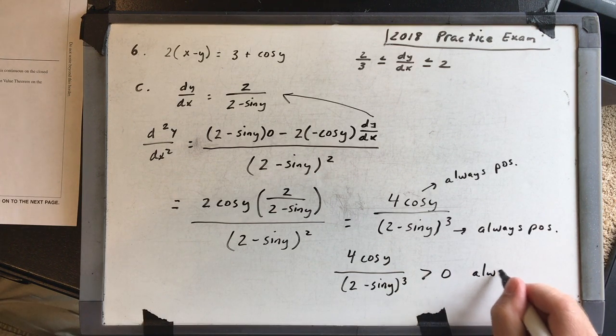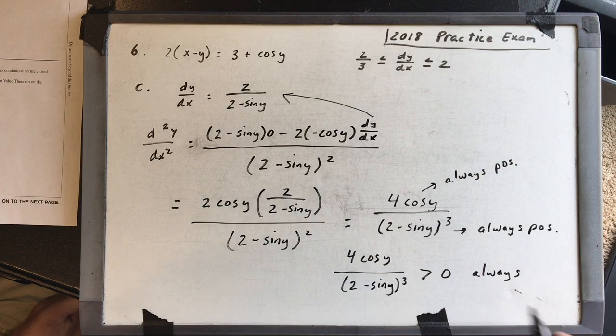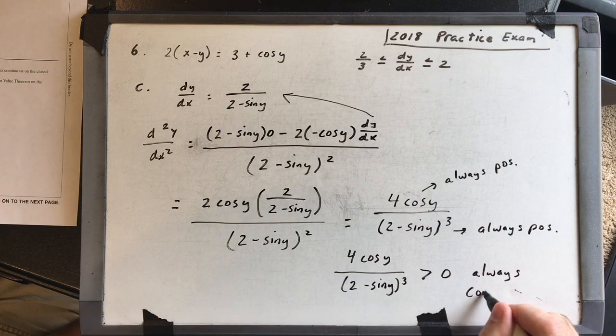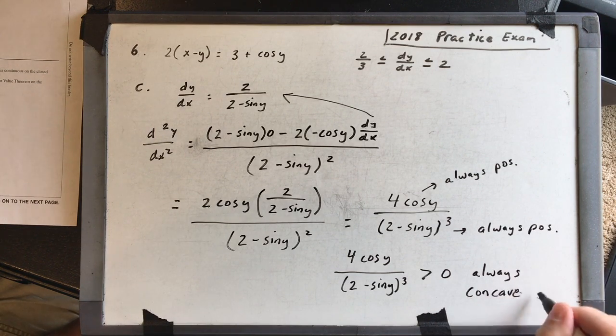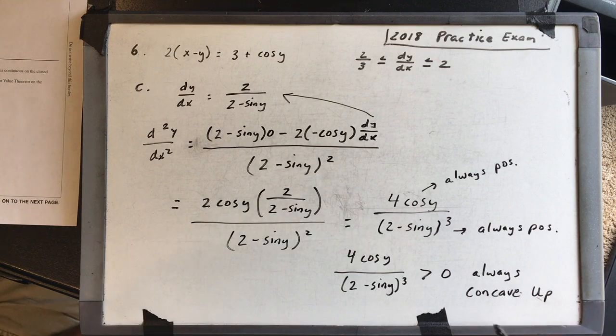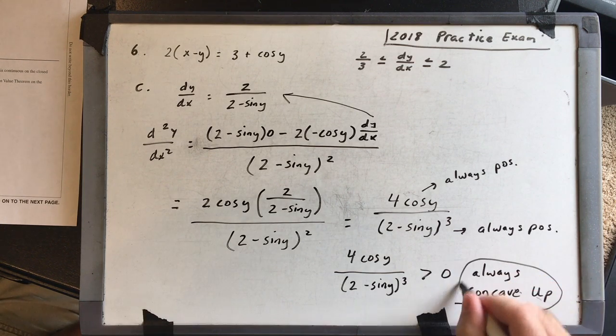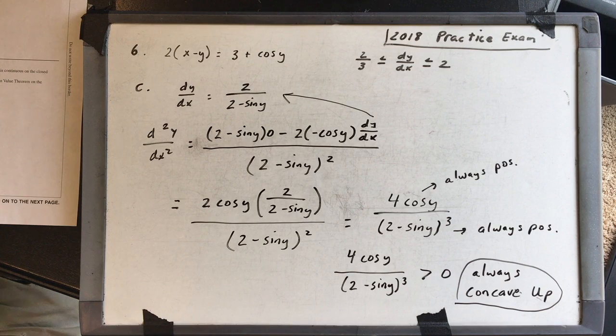So it's always, what's the shape? Always concave up. On the 2020 test, don't write CCU. They might not have any idea what that means. They probably do, but in my class we can just write CCU or CCD for concave down. But you want to go ahead and spell it out on this test.